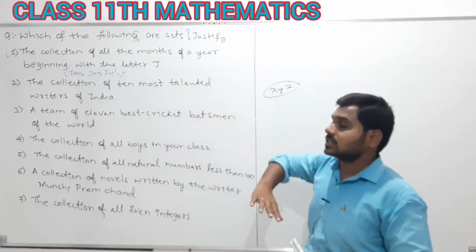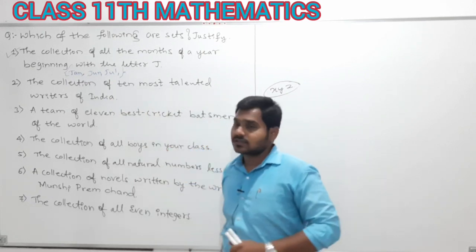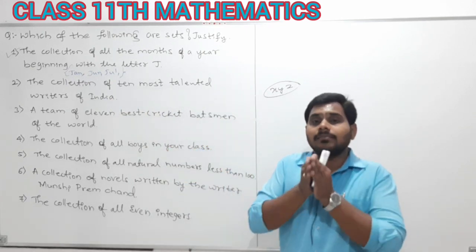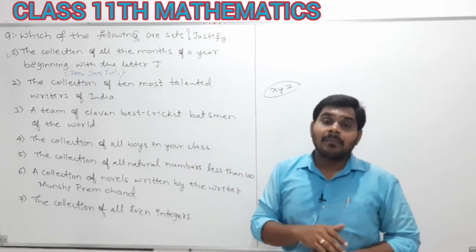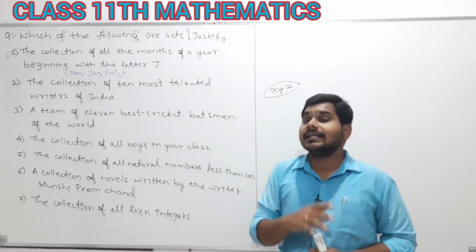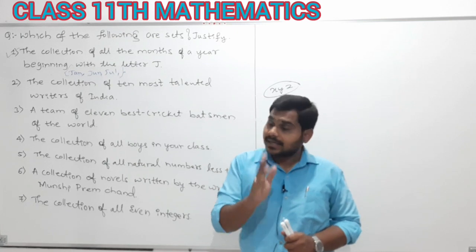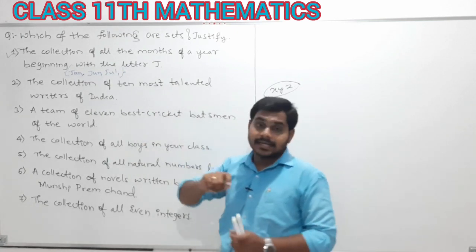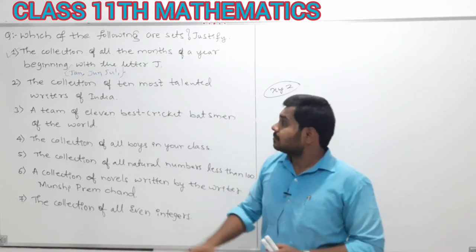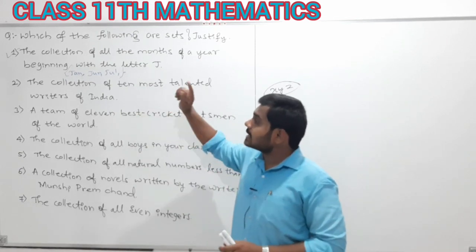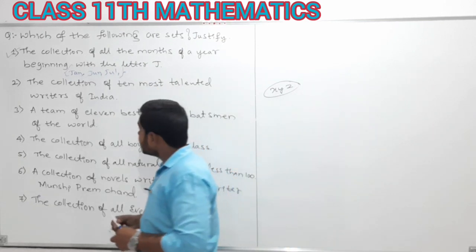So therefore my dear students, what happens here? This is not well defined. The collection of 10 most talented writers of India: if you ask me, I take 10 different names. But if you ask another person, he will take 10 different names. Obviously that is a collection of writers, but it does not depend on anything fixed, my dear students. For that reason, this is a collection but not a set. It is not a set, my dear students.